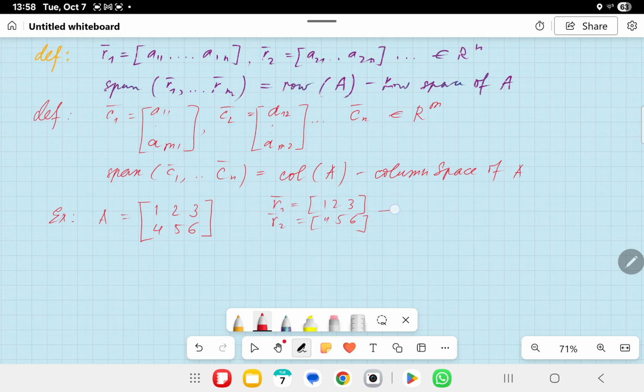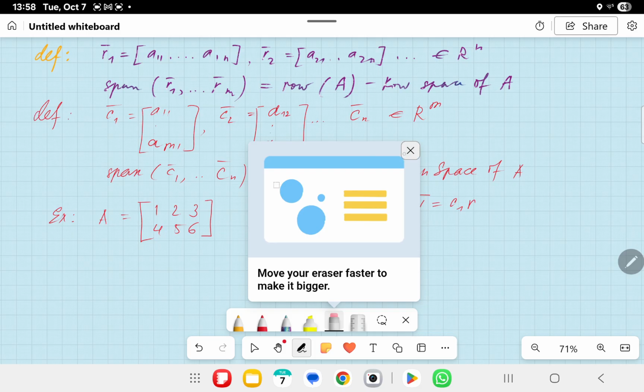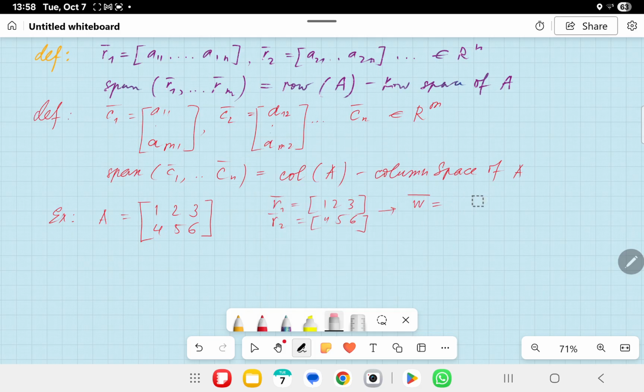Row space is going to be all vectors W, which are going to be linear combinations with some constants. Oh, maybe I should use a different letter for a constant. Yeah, guys, sorry, because I'm going to use C for column vectors. Constant k1 times row 1, plus constant k2 times row 2, and all possible combinations with all different k's, which are just real numbers, is going to produce some vectors W, and these vectors W are going to make our row space.